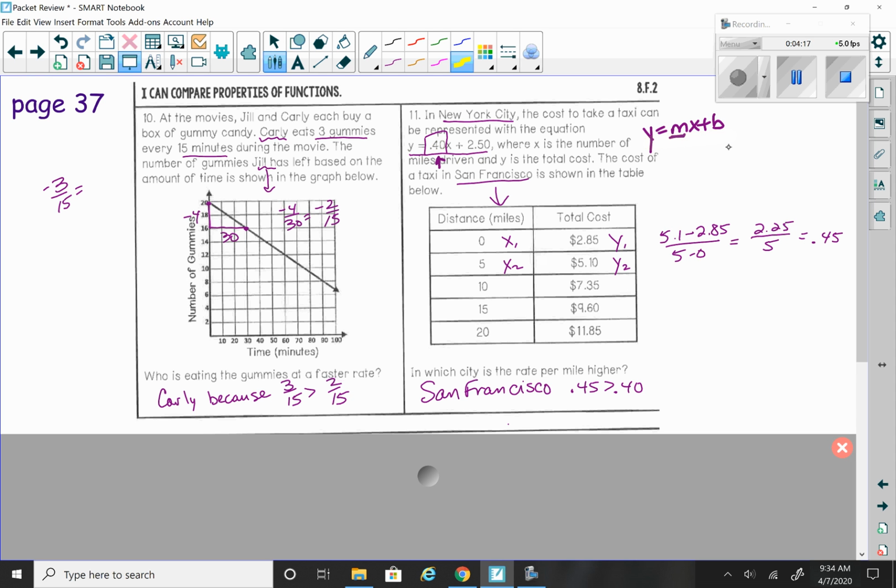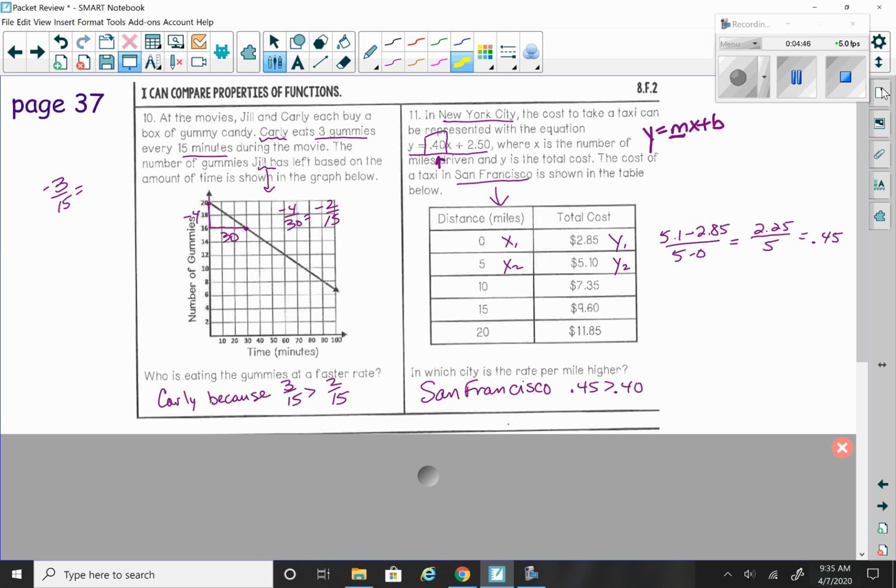For San Francisco, we have a table. So I take the first 2 ordered pairs and plug them in for my slope formula and get a slope or rate of change of 0.45. So the rate at San Francisco is 45 cents per mile, and the rate in New York City is 40 cents per mile. So obviously, the higher rate, the greater rate is San Francisco because 45 cents is bigger than 40 cents. So that was a quick review of our homework from last night.